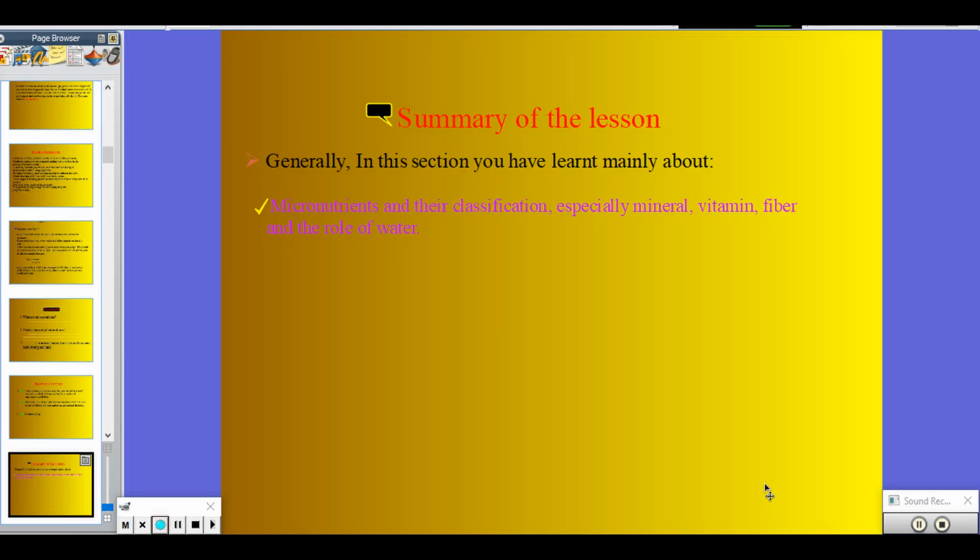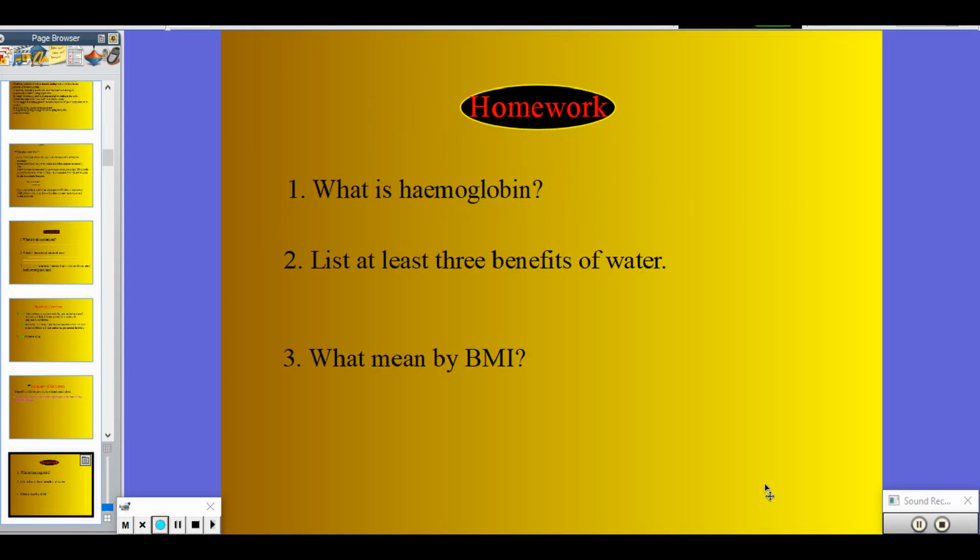This is all about the summary of the lesson. Finally, there is a homework question. There are 3 questions for you in the homework. Question number 1, what is hemoglobin? Question number 2, list at least 3 benefits of water. And question number 3, what is meant by BMI?